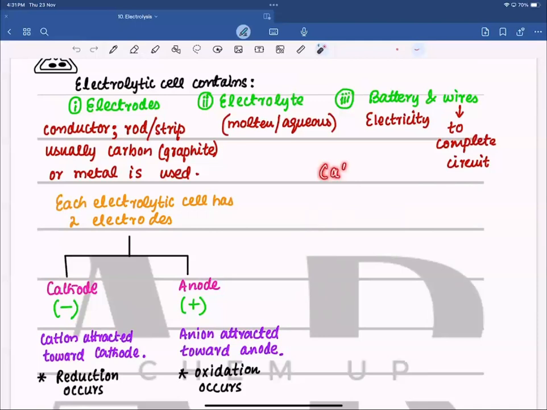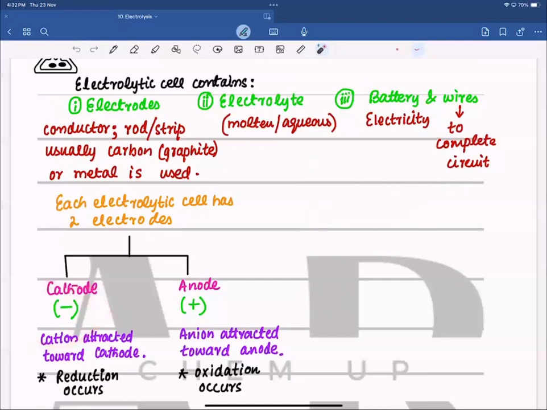Yes, see. That's what happens when you don't remember the things. Cations are positive ions. Okay. Cations are positive ions. Any atom carrying a positive charge is called a cation. And why are you saying negatively charged due to this?